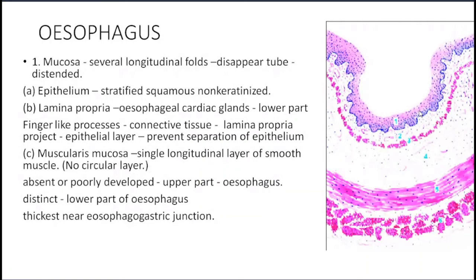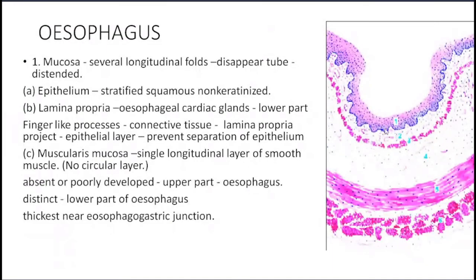Now, what is the epithelium, the identifying feature of the esophagus? Here the epithelium is stratified squamous non-keratinized type. This should be right at the tip of your tongue. What is the epithelium of the esophagus? It is stratified squamous non-keratinized epithelium.